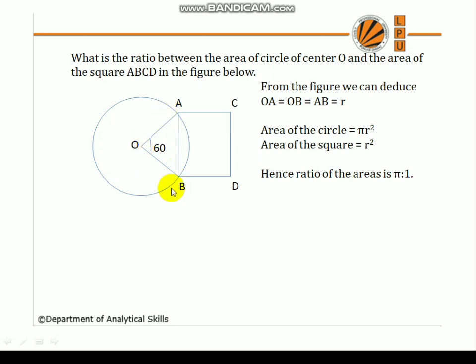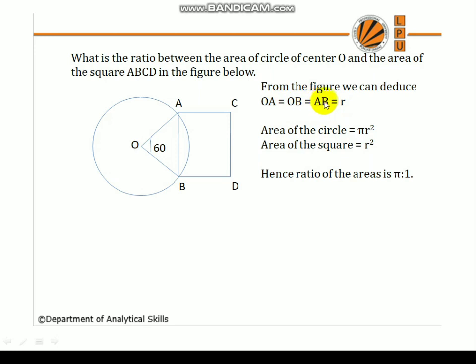Since OAB is an equilateral triangle, OA equals OB equals AB also. Let's suppose OA equals R. Then OB is also R, then AB is also R. That is what we have in the first line here. From the figure we can deduce OA equals OB equals AB equals R.